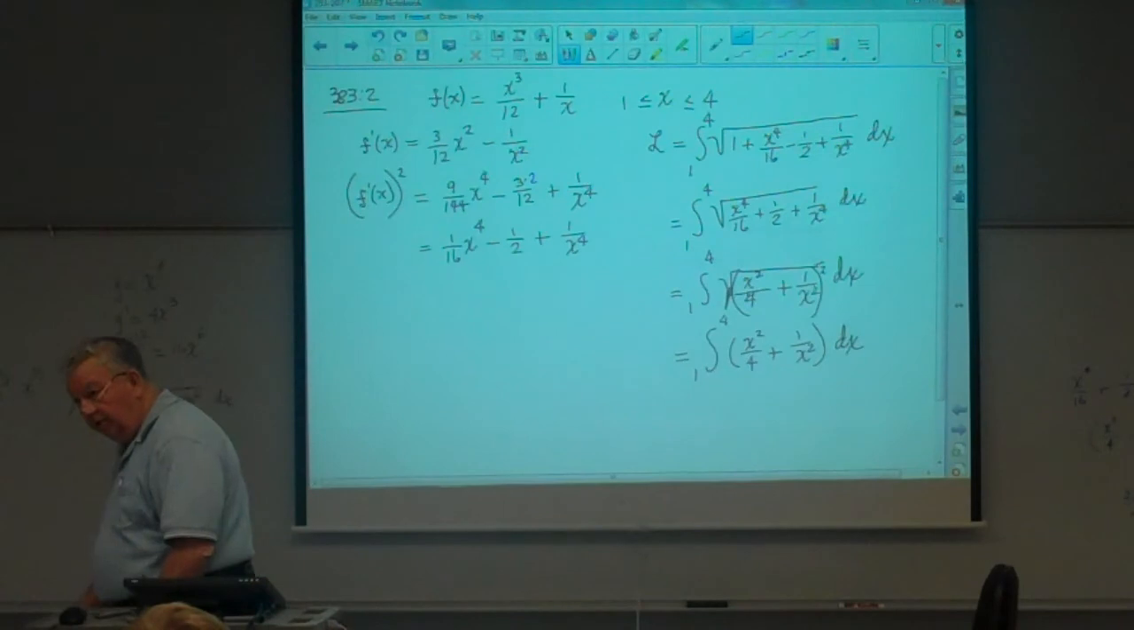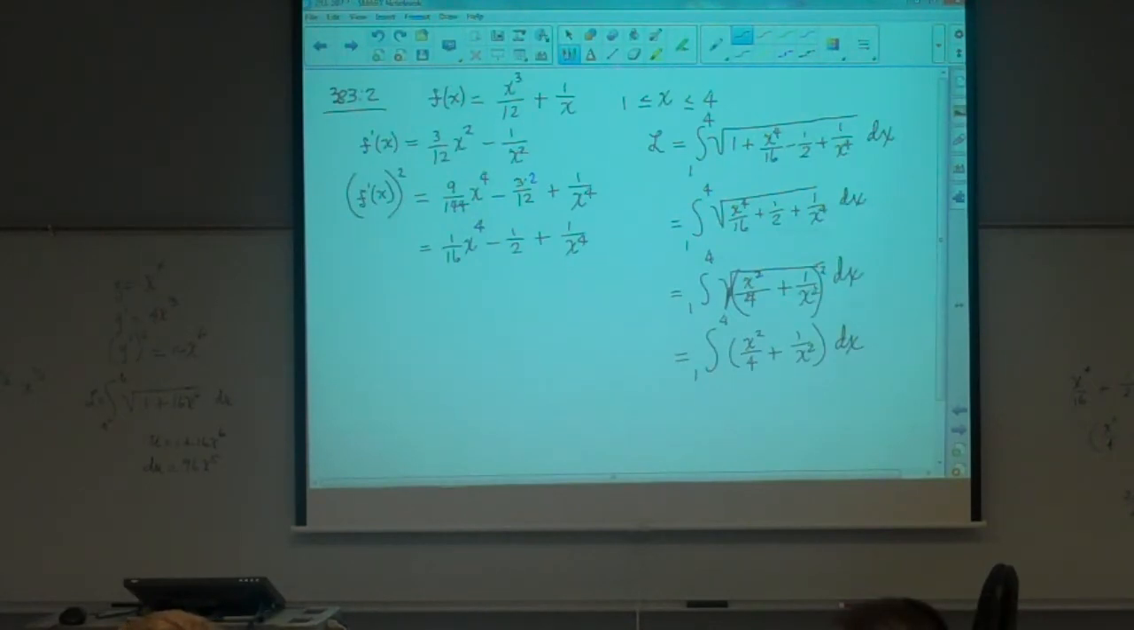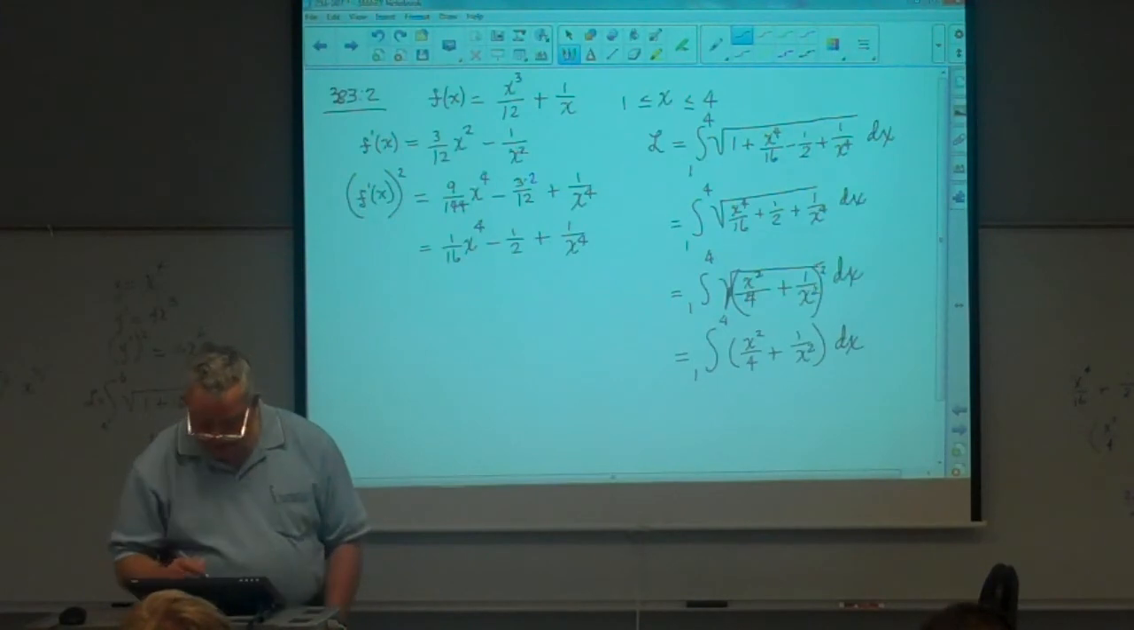Daniel, why didn't I change the limits of integration? You have to change the variable. Exactly. I didn't bother to write it without the limits of integration because I never did a change of variable, huh? Okay. All right.